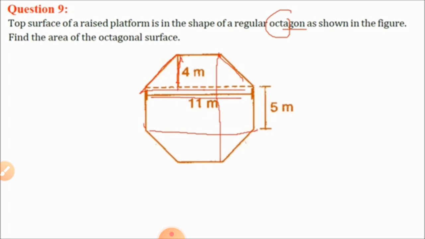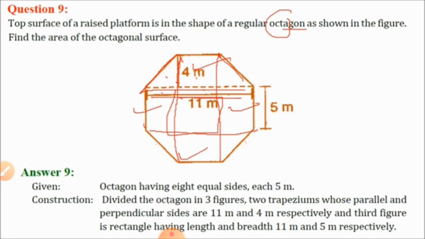How many trapeziums are there? The surface is regular, that's why you can make 4 trapeziums. 1, 2, 3, 4. If you find the area for 1, automatically you have the total. Isn't it? In between there is a small square. The octagon has 8 equal sides, each is 5 centimeter.